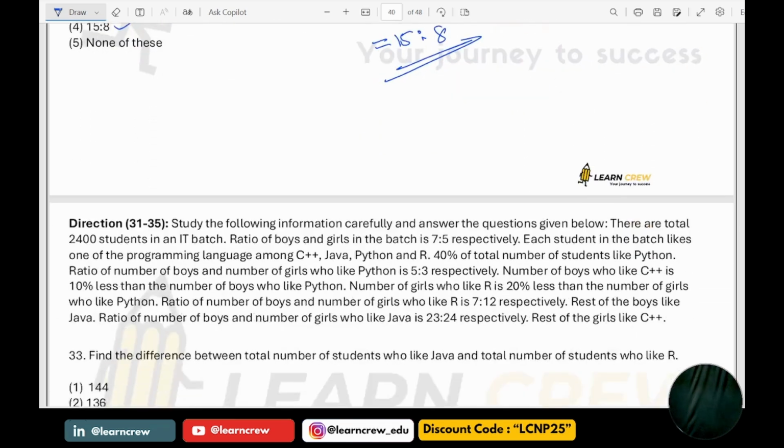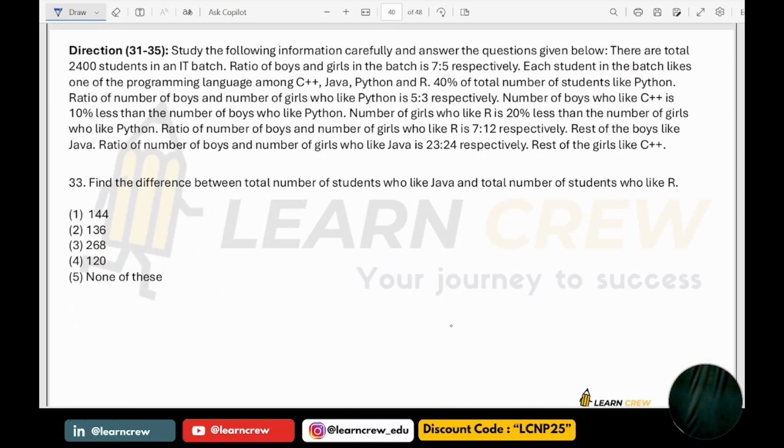Now the 33rd question. Find the difference between the total number of students who like Java and the total number of students who like R. The total who like Java is 188. The total who like R is 456. The difference is asked. So 456 minus 188 is equal to 268. So the answer is 268.